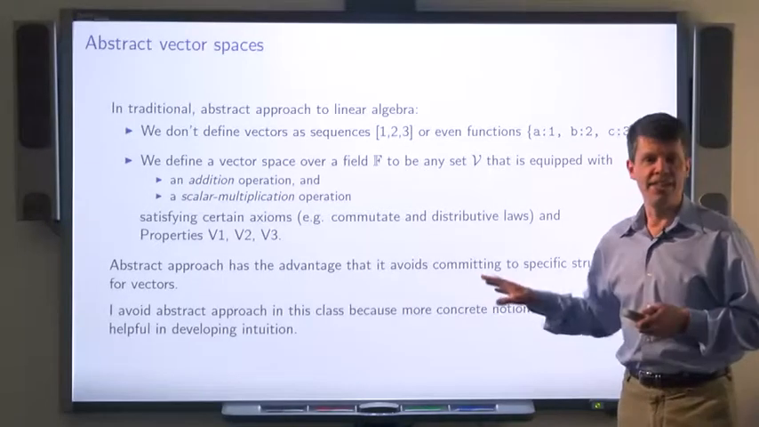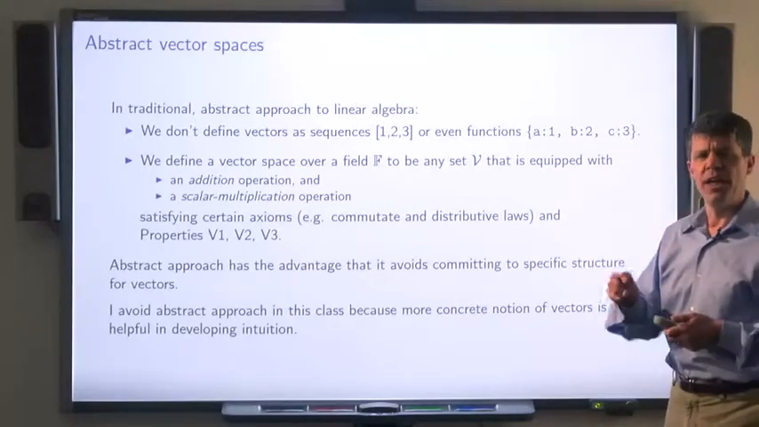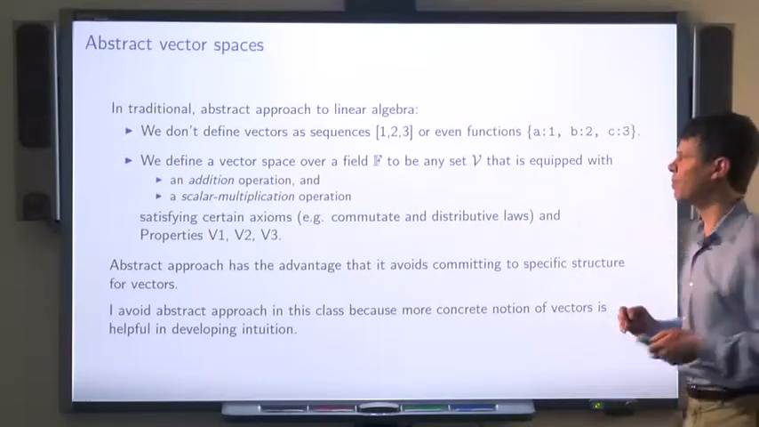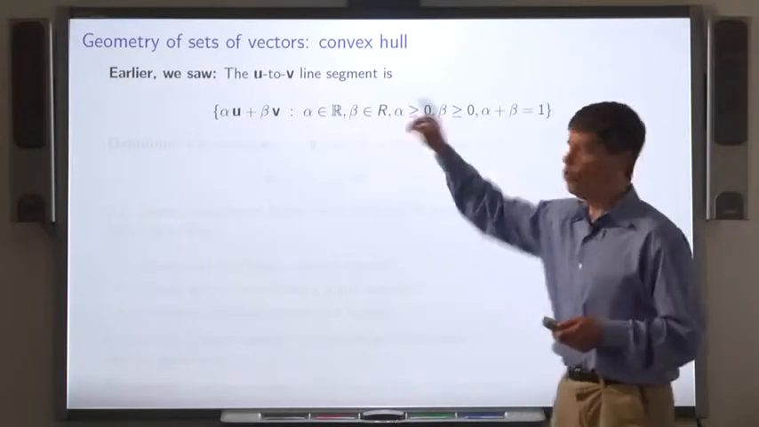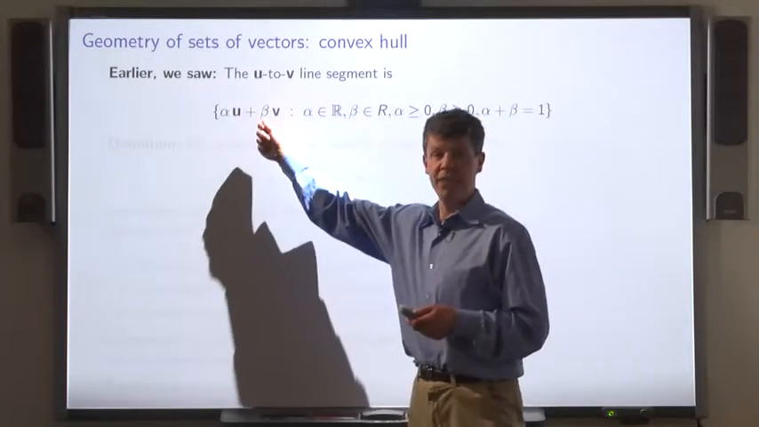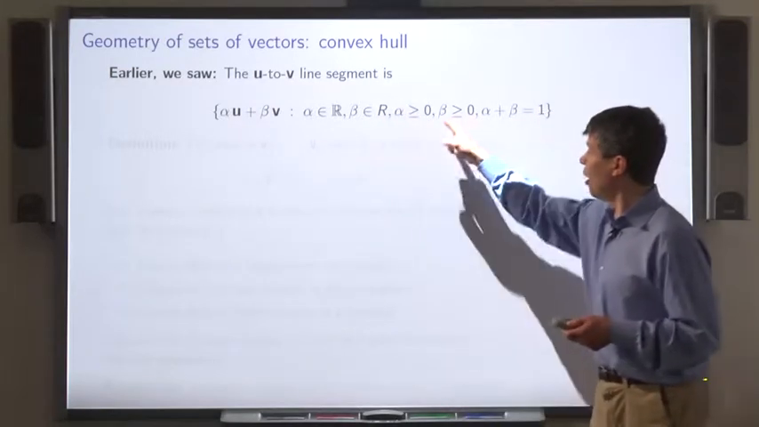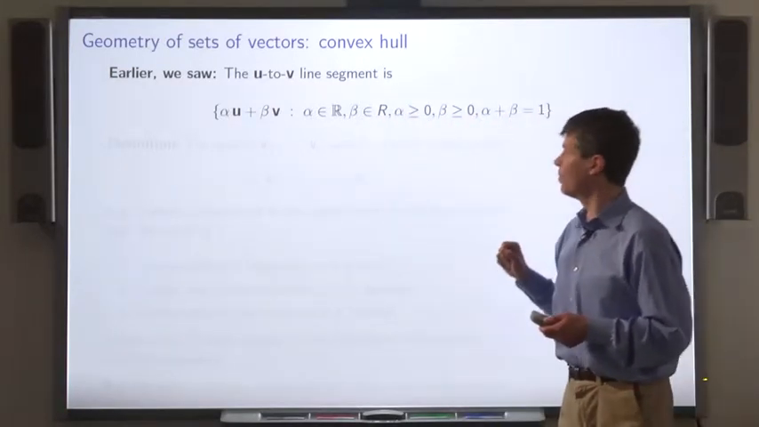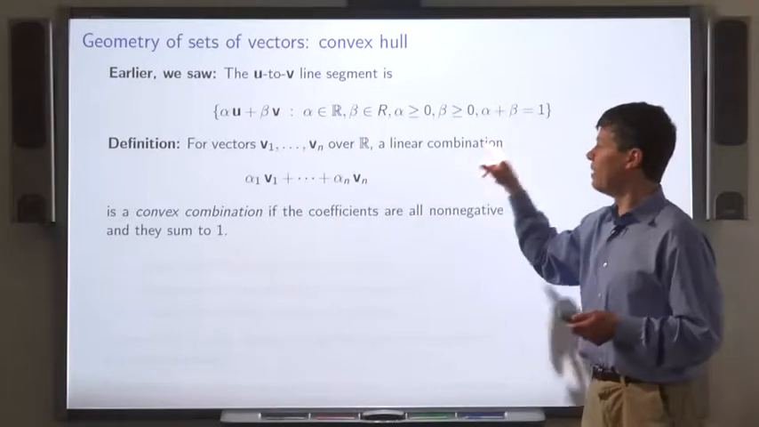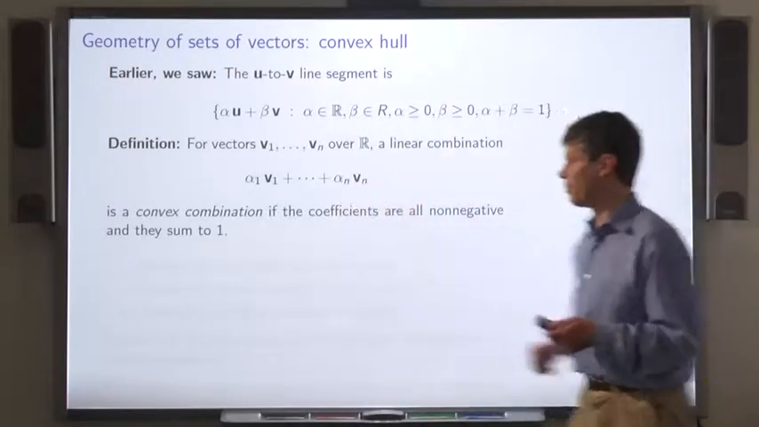Now, I didn't take this approach. I took a less abstract approach for this course because I think in developing intuition about vectors, it's helpful to have this concrete representation. Now, much earlier we saw that the u to v line segment could be represented in this way. It's the set of linear combinations alpha u plus beta v, where alpha and beta are non-negative and sum to 1. We say a linear combination of vectors v1 through vn is a convex combination if the coefficients all are non-negative and they sum to 1.